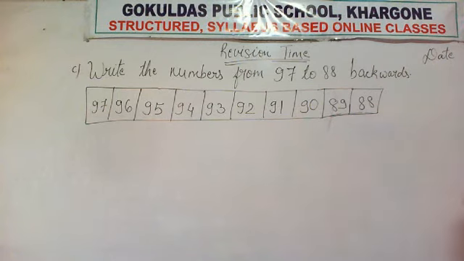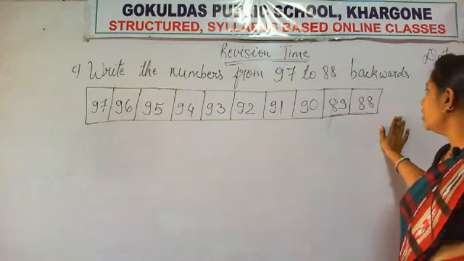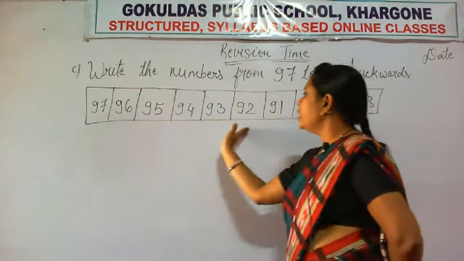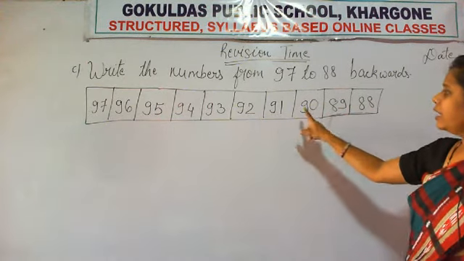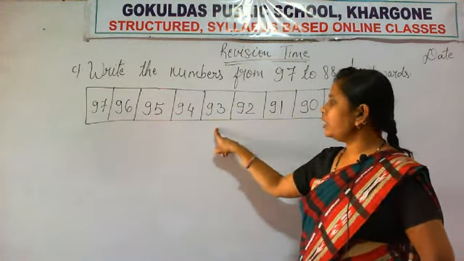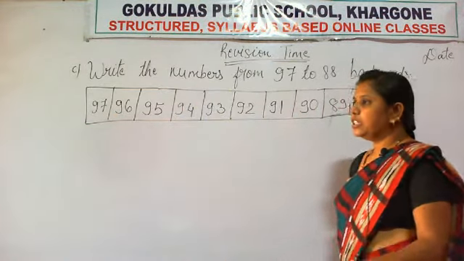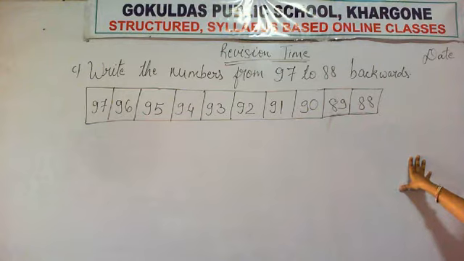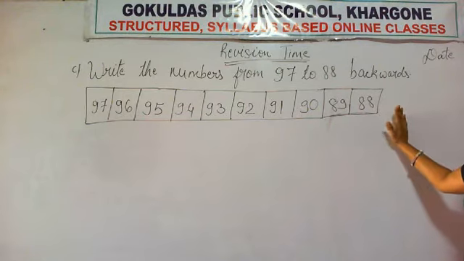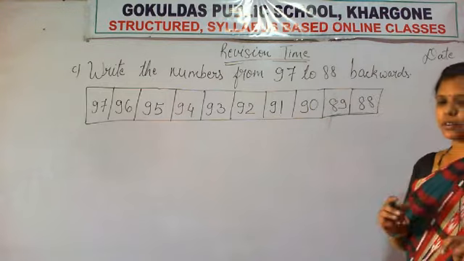If you want to identify whether you have written correctly or not, what you will do, you will read the numbers in this form: 88, 89, 90, 91, 92, 93, 94, 95, 96 and 97. The sequence is correct. That means the backward counting that you have written is correct. So copy the answer from the board and I will give you one extra question.